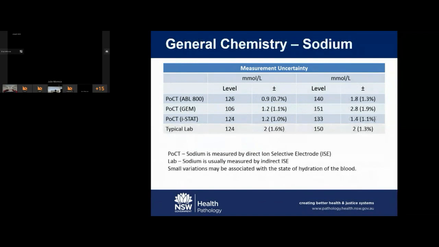Sodium. There's a little bit of a difference between how point-of-care instruments and the lab instruments measure sodium. Point-of-care uses a direct ion selective electrode technology. Most labs are using indirect ISEs. This will give a small variation between samples dependent on the state of hydration of the patient or the blood. In general, you could say a hemodiluted patient, such as is common in an ICU, we'd expect to see the lab sodium reading a little bit higher, 1 or 2 millimoles higher probably.